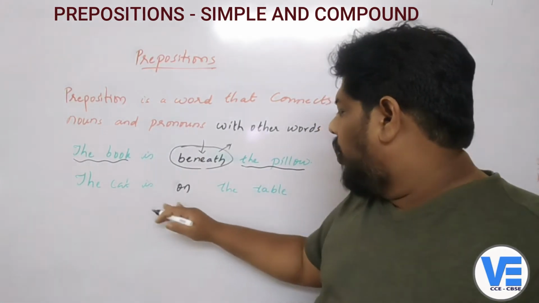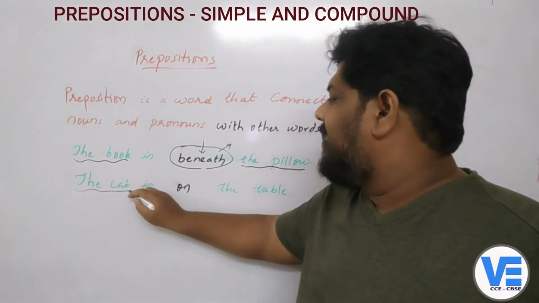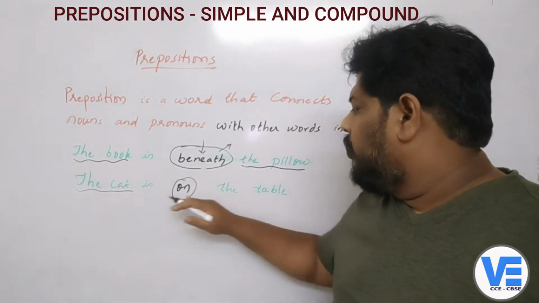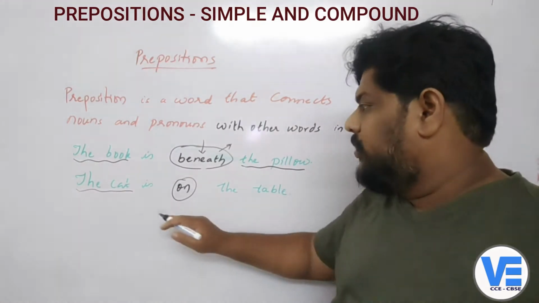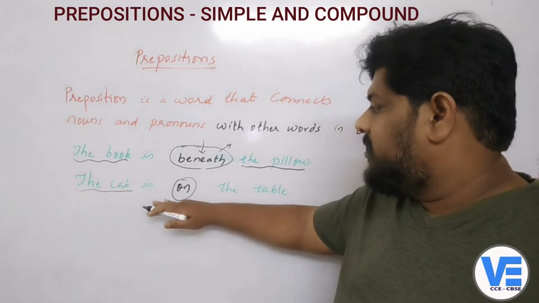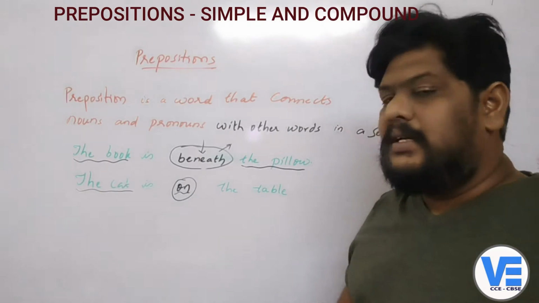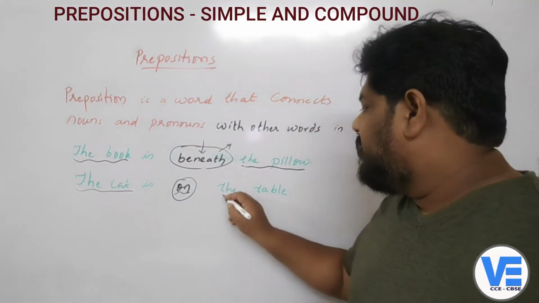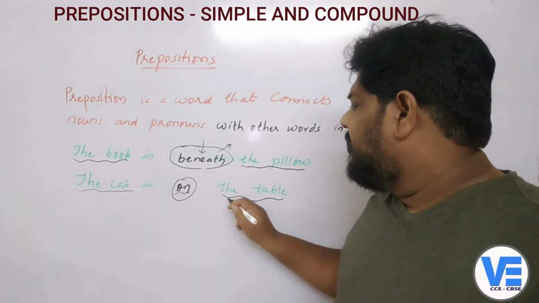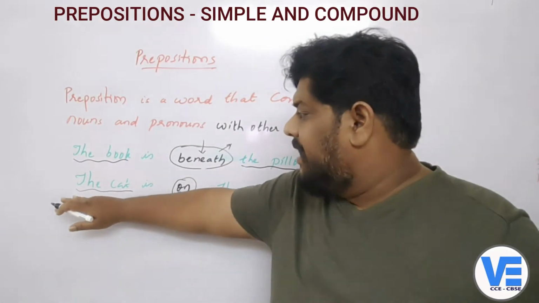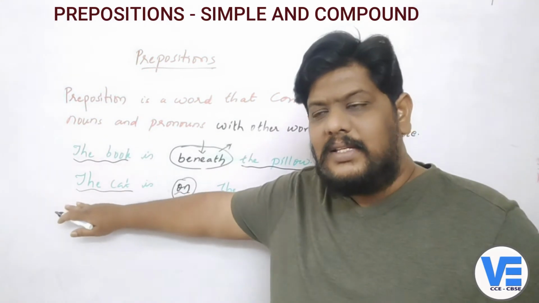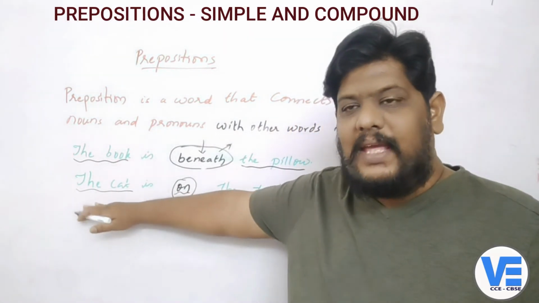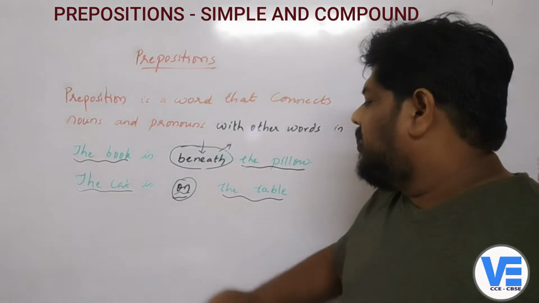The cat is on the table. So where is the cat? If you remove this on, then there will be no meaning in the sentence. That is the reason why we are writing the word on, and this on is a preposition. This preposition is giving a kind of relation to the other words in the sentence. It is telling where the cat is. To tell the exact position of the cat, we are using a preposition.